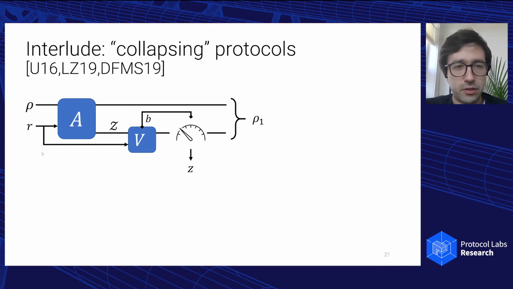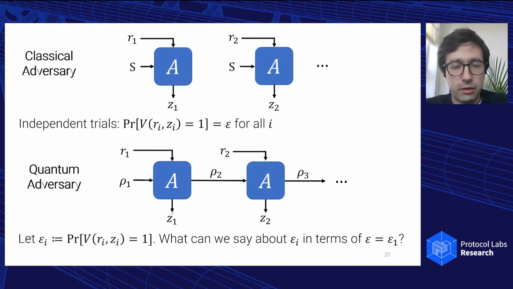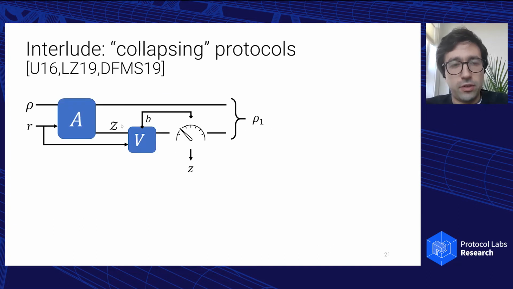So what is happening in this circuit? I have an adversary that takes in an input state rho and a classical string R, which is the randomness. This randomness R is going to be fed into the verifier circuit as well. But this A differs from the previous adversary that I was talking about in that it does not measure this output wire. Before, you measured the output wire and you got a classical string Z. Here we've actually left it in superposition, so we don't apply a measurement here.